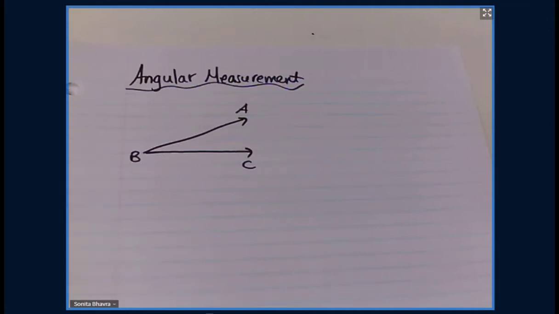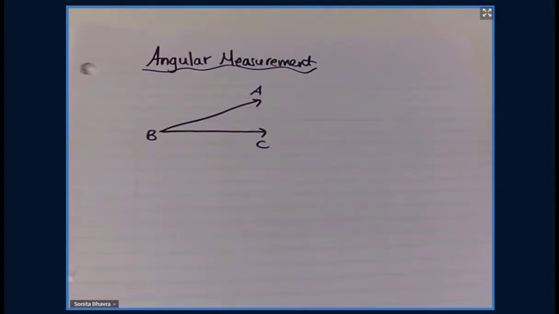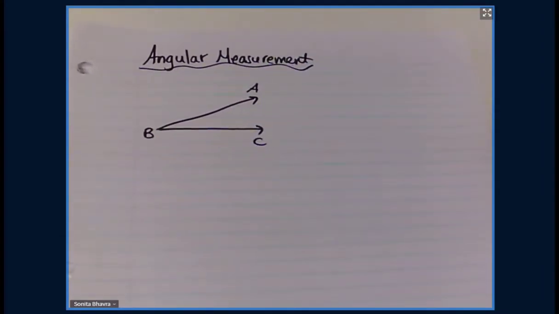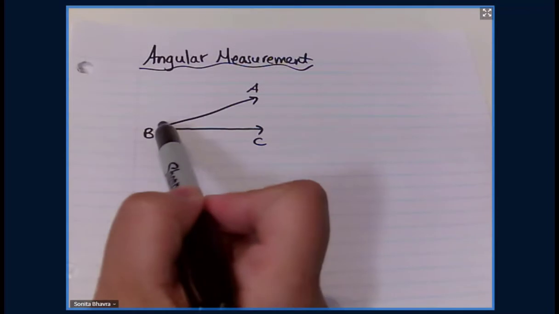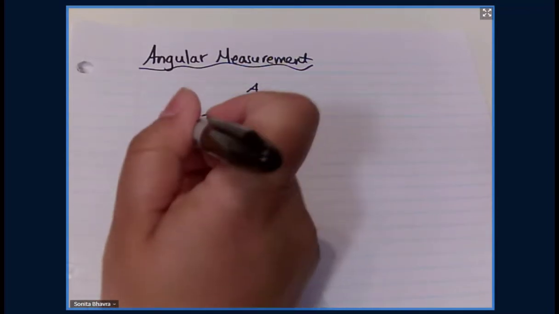All right, so today's class we are starting angular measurement, but like I said, we will revisit angles again when we do our geometry unit. So angular measurement, so we're just going to start by reviewing what is an angle. So an angle is basically when two rays converge at one point. So this point here is also called a vertex.